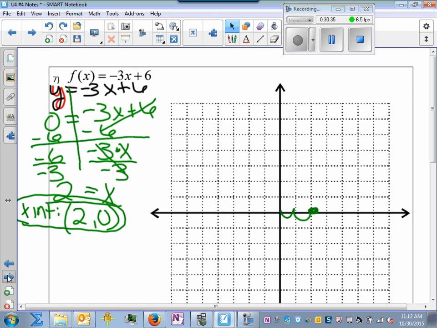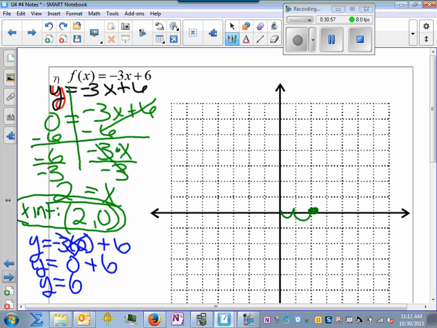Now I'm going to do my y. And I have y equals negative 3 times 0 plus 6. Negative 3 times 0 just becomes 0. This time I'm actually going to write that out. So I'll do y equals 0 plus 6. 0 plus 6 is 6, so it's just y equals 6.